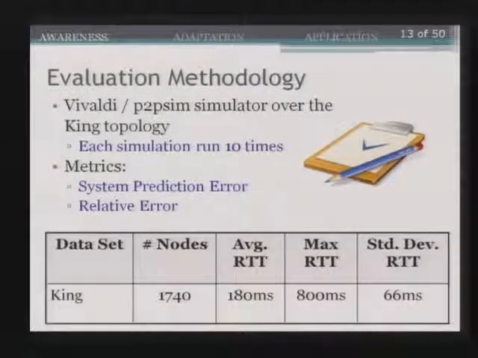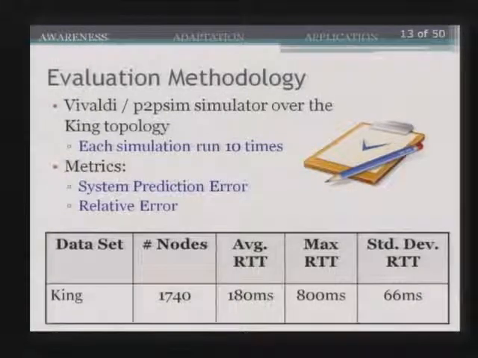In order to evaluate the attacks and the effects of our defense mechanisms, we looked at Vivaldi over the peer-to-peer simulator. We used the King topology, which, as you can see from the chart at the bottom of the screen, has 1740 nodes and an average round-trip time of 180 milliseconds.